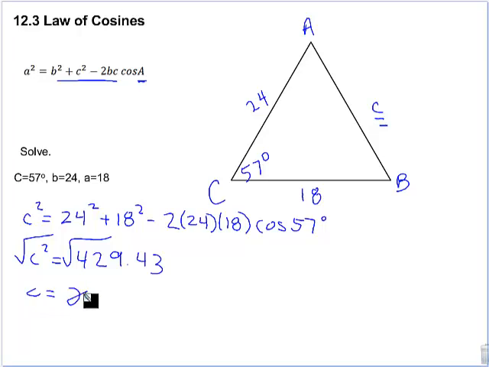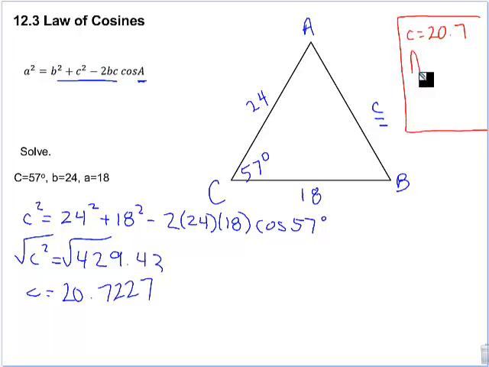20 point what? And let's get 4 decimal places for this so we have something written down so we can use it in a little bit. 7227. So for your final answer, you would certainly tell me that side C is 20.7. Okay. But we do want to make sure that we leave 4 decimal places or leave it in your calculator. Sometimes this one, leaving it in your calculator, is a little bit more difficult to do, but it's certainly feasible. So now we have side C, which is over here.